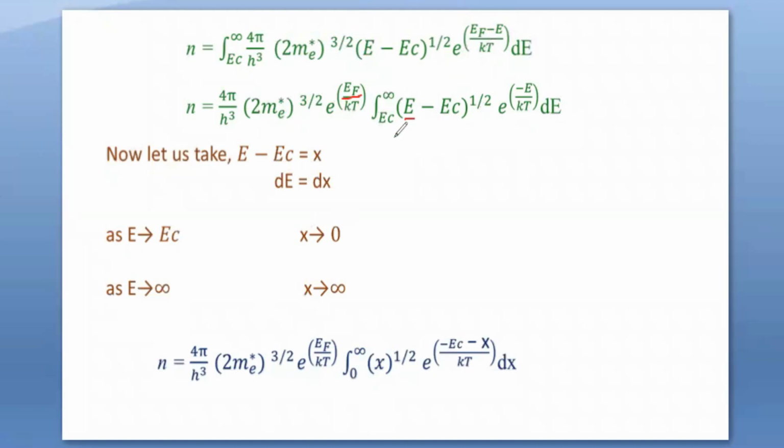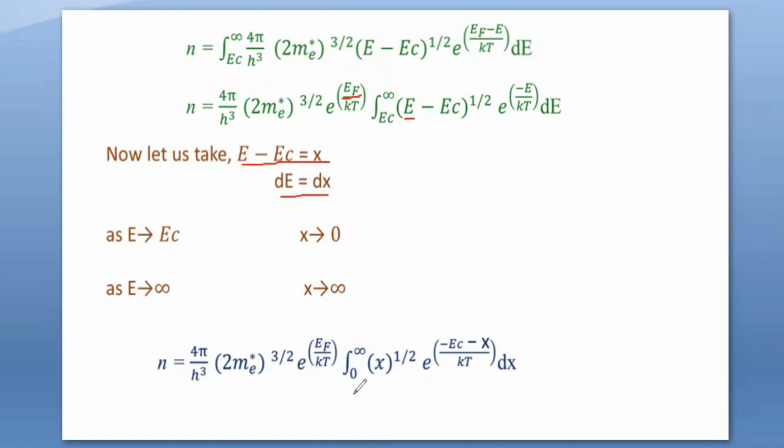And inside the integration, we have (E − E_C)^(1/2) e^(−E/kT) dE. To integrate this, let us take a new variable, E − E_C = x. Then our dE will become dx, and our limits will change from E_C to infinity as 0 to infinity.